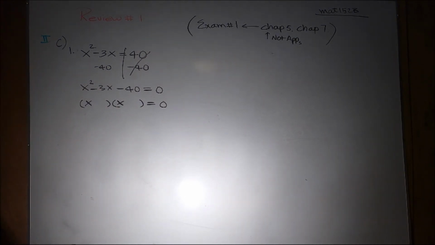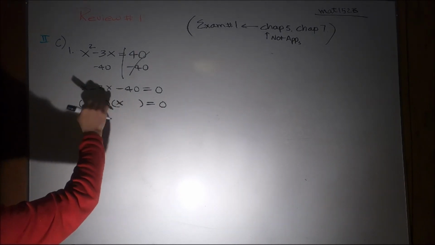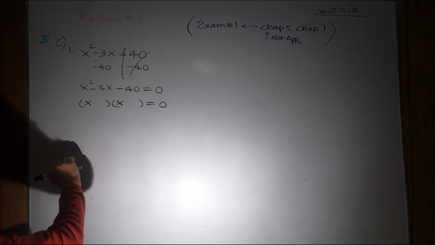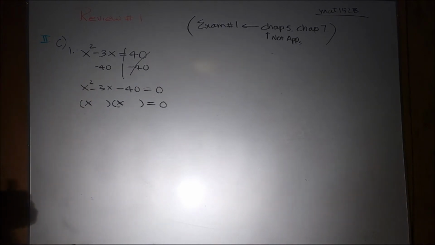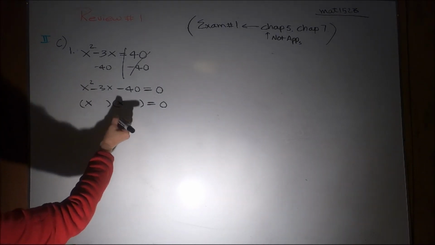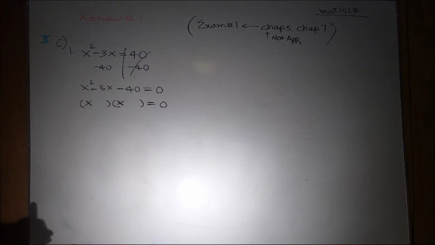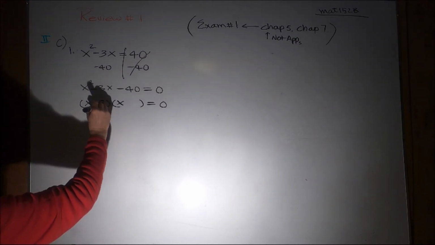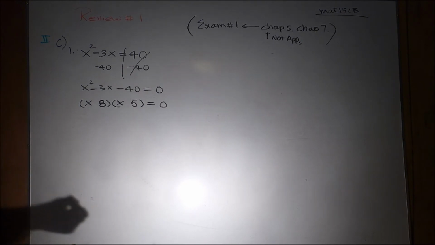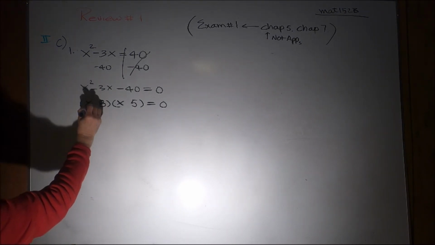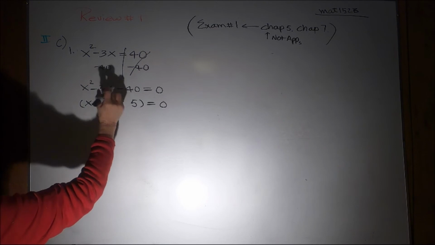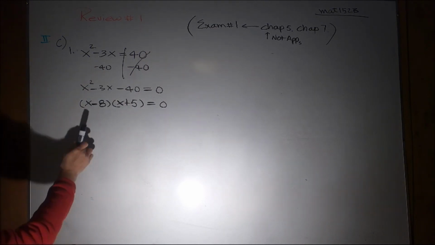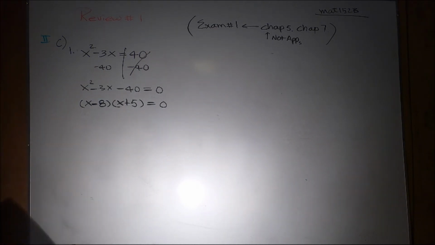The leading coefficient is 1, so you can just do it directly. Otherwise you use the AC method, A times C, right? 40 can be what? Which 2 numbers will work, added together is -3? That would be what? 8 and 5. Which one is negative? Which one is positive? Added together is -3, right? So it would be -8 and 5.